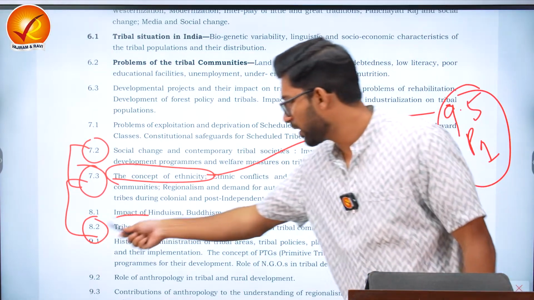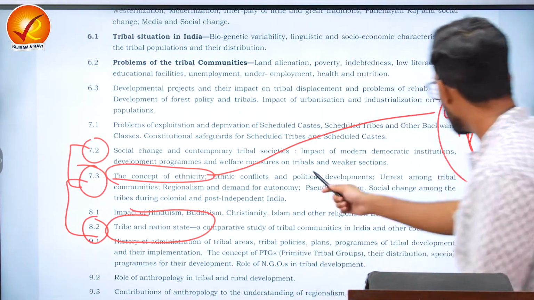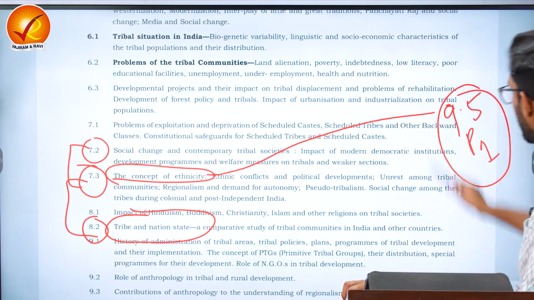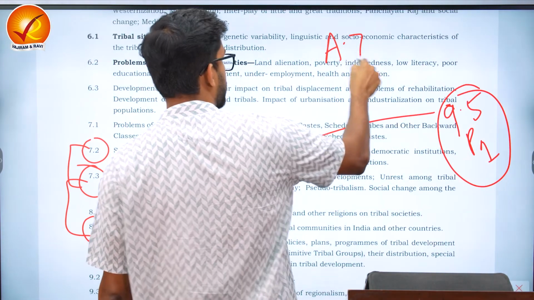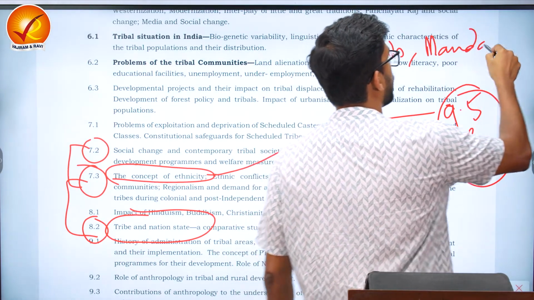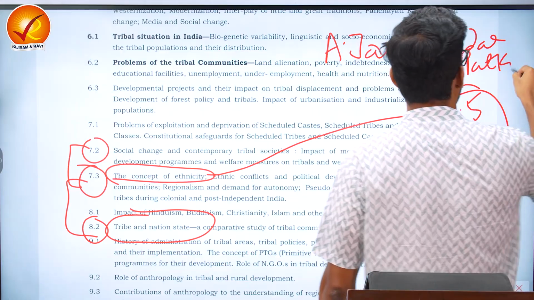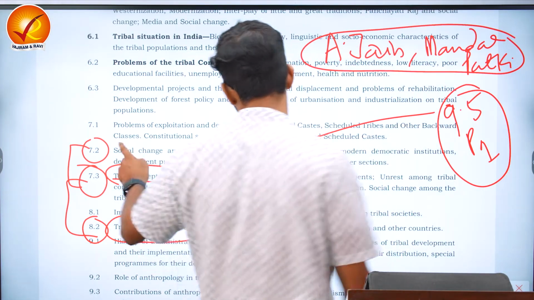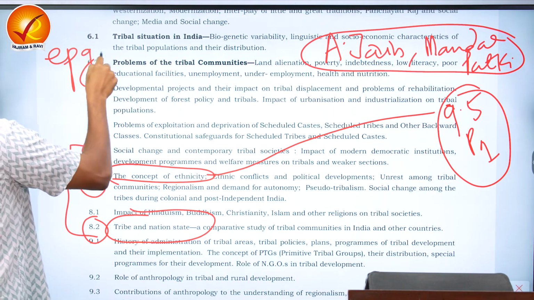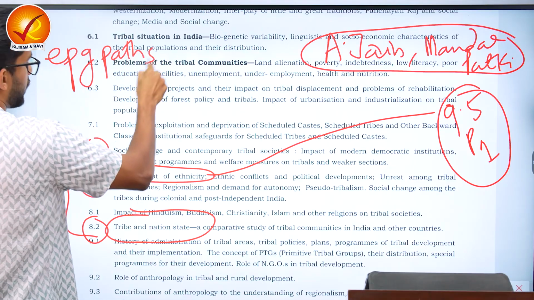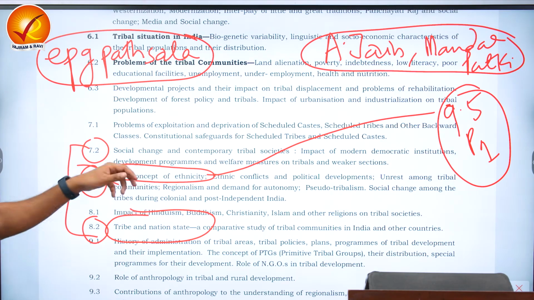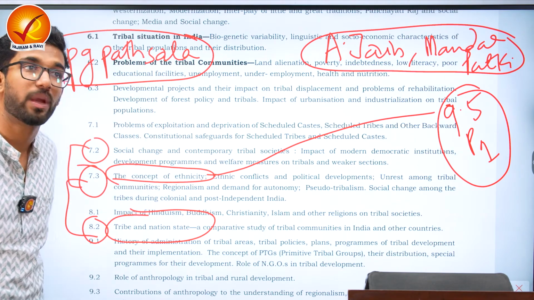Similarly, ethnicity, tribe and nation state, and tribe and ethnicity. I tried to see if there was enough content for this. Again, like I said, I referred to Akshay Jain sir's notes, and here I also referred to Mandar Patki sir's notes. But I still could not find much content for these areas from them. So that is when I diversified. I went to EPG Pathshala, and EPG Pathshala has a lot of content on these areas. So it's always good to refer to EPG Pathshala whenever you have a lack of content.